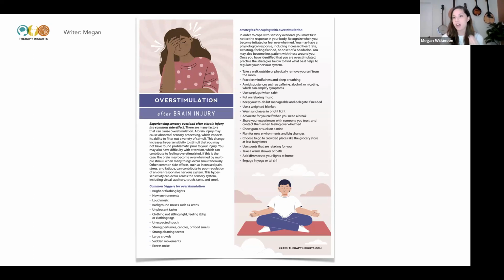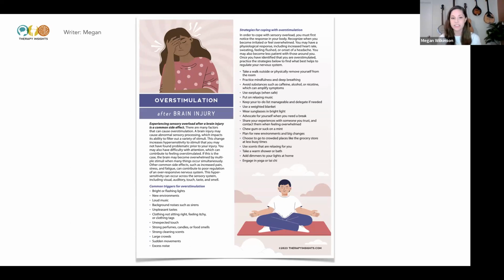Now first we go into common triggers for overstimulation so that you can be aware of those going into a certain situation or environment, and prepare yourself before you go in if you must, or avoid it if you can. And so some of those look like bright or flashing lights, new environments, loud music. It can even be an unpleasant taste, itchy clothing, things that maybe didn't bother the client previously, and now it just aggravates them, and that's all they can really focus on.